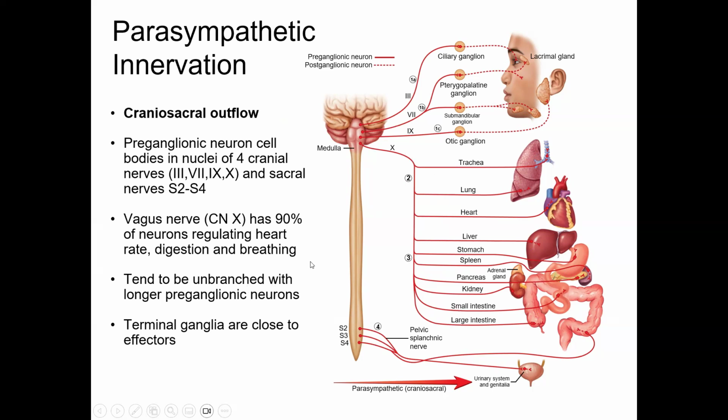And so this is kind of the opposite, and you'll see that a lot with parasympathetic and sympathetic. We have much longer preganglionic neurons that are myelinated, and then the ganglia lie very close to their structure. So we call those terminal ganglia that are right here, really close to where they're supplying, or the effector that they'll supply.